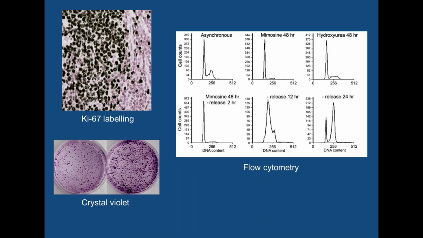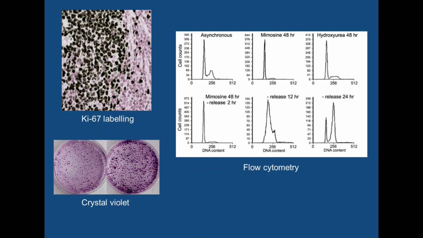Here's some examples of what that type of data looks like. For the most part, it's been static data, looking at a proliferation marker within a tissue. You might look at colony formation using crystal violet. Even flow cytometry gives you an indication of it at a particular time point.